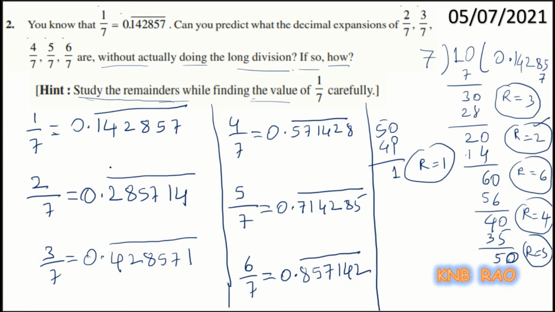So, without actual division, with the help of just 1 by 7 division, we could find the rest of the values of 2 by 7, 3 by 7, 4 by 7, 5 by 7 and 6 by 7. This is the reason, and I have already explained why and how also. Okay?